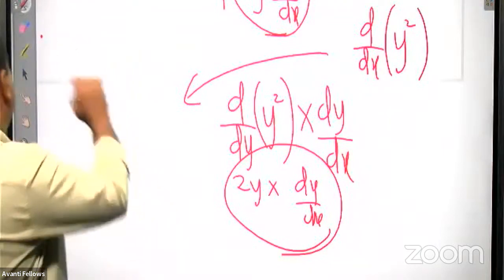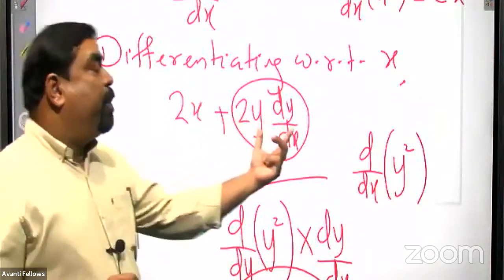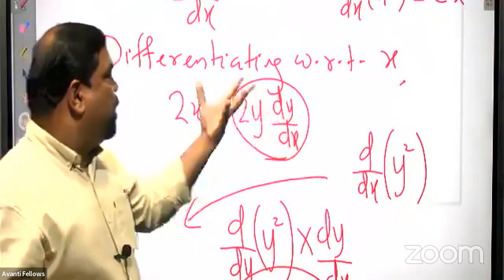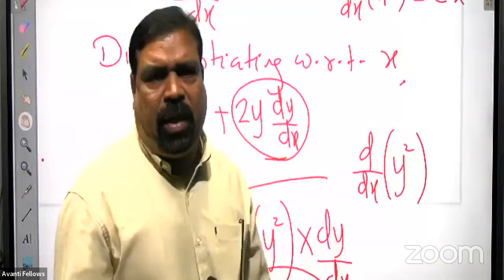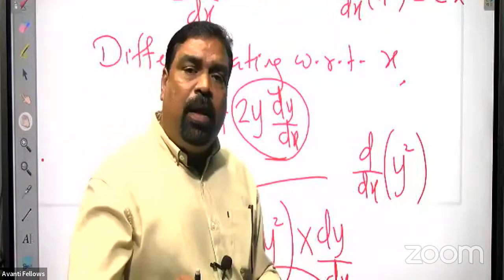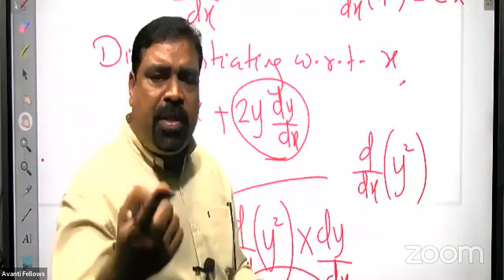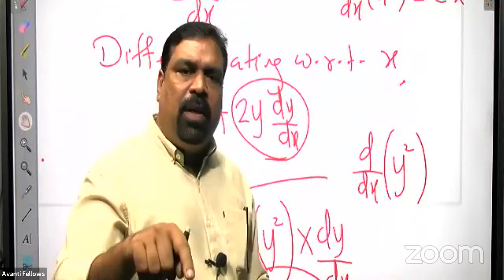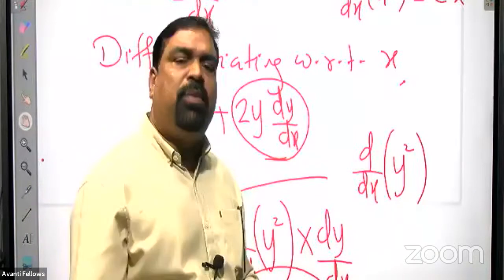Sometimes many students commit mistakes here. They forget to write the dy by dx term. They simply write d by dx of x square is 2x, no problem, d by dx of y square is 2y. That is wrong. D by dx of y square is 2y into dy by dx. Differentiation is with respect to x, and the function variable is y, so we have to multiply by the derivative of y with respect to x.